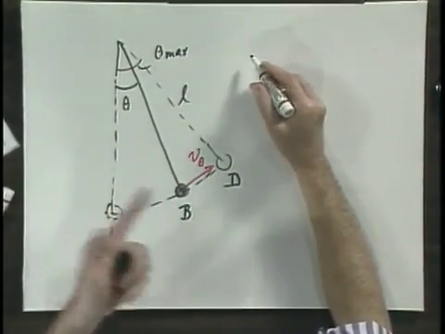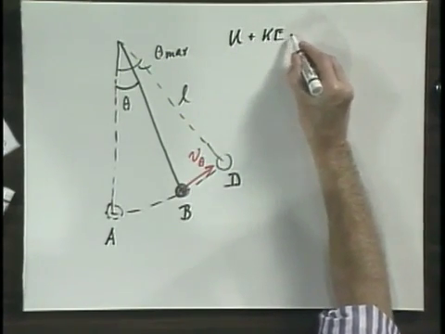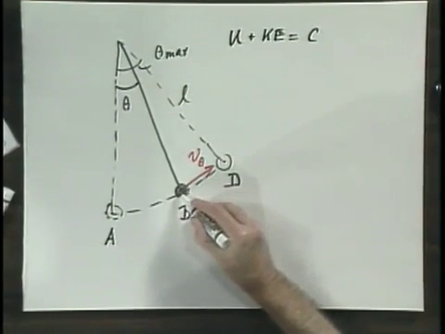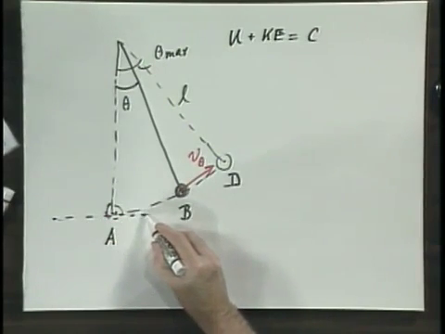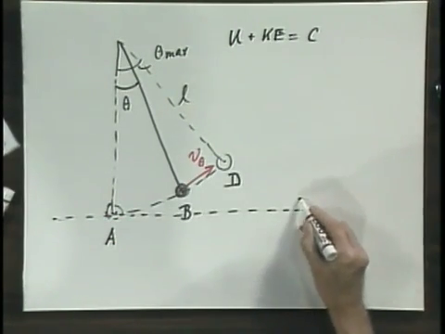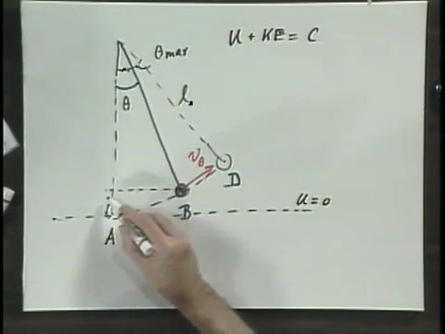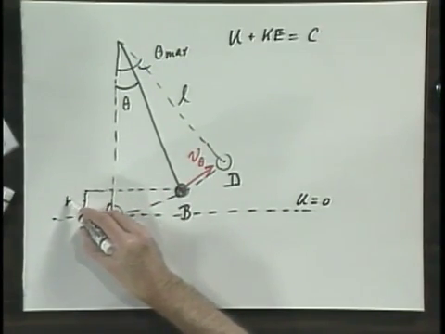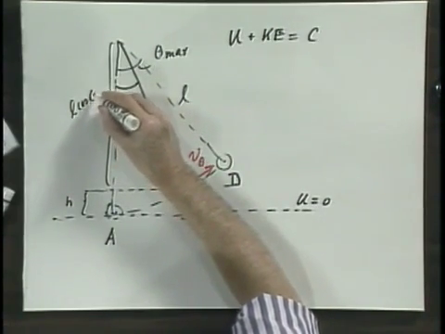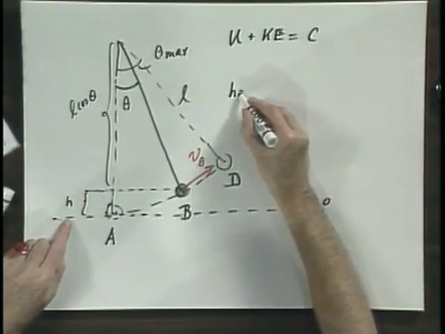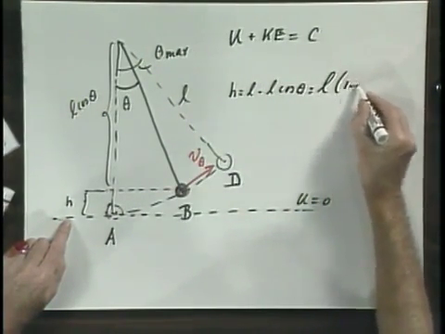If there is no friction of any kind, then the sum of potential energy and kinetic energy must be conserved. Here, here, and here must be the same, a constant. I can always arbitrarily choose the level of gravitational potential energy, and I call it U equals 0 at A. So at point B, I would have to evaluate this distance h. This equals L cosine theta. So h equals L minus L cosine theta, equals L times 1 minus cosine theta.